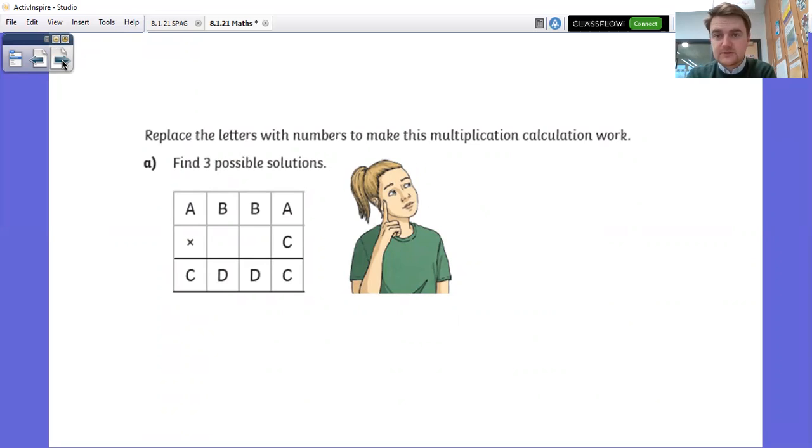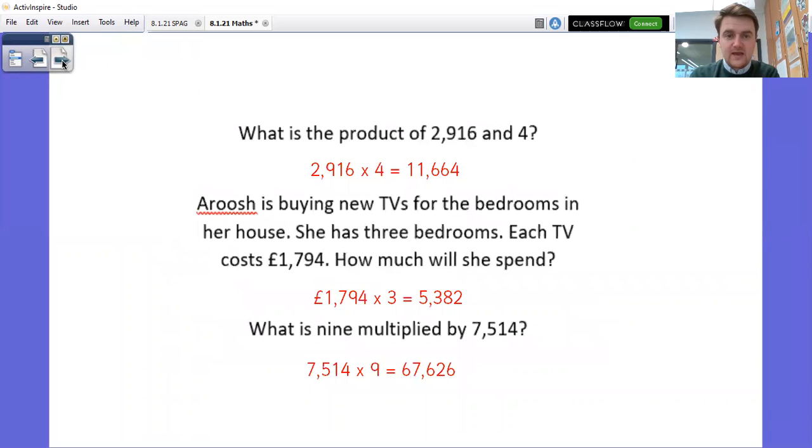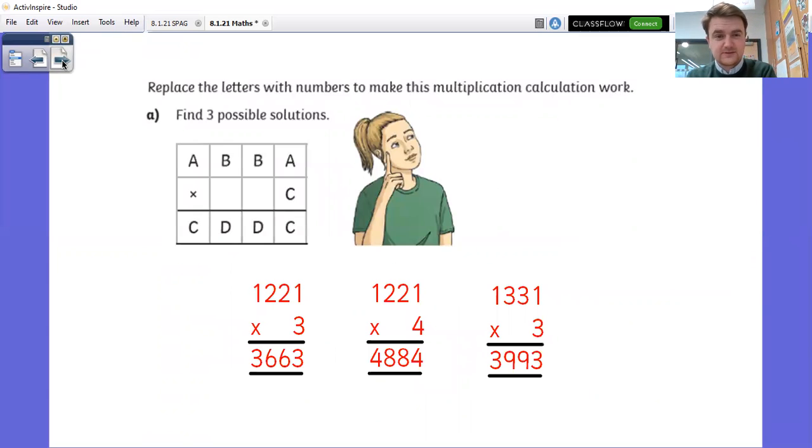Okay, so let's run through some answers. Here are the answers to your arithmetic sums. Here are the answers for your first batch of word problems. Here are the answers for your second batch of word problems. And for your challenge, here are the 3 answers that I was able to find.